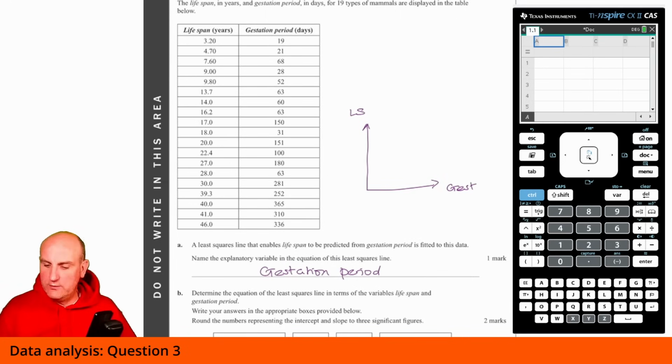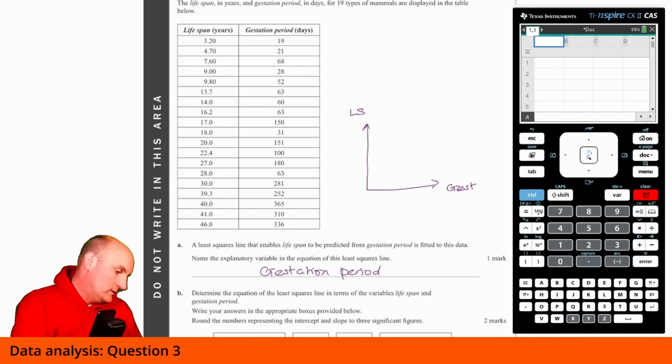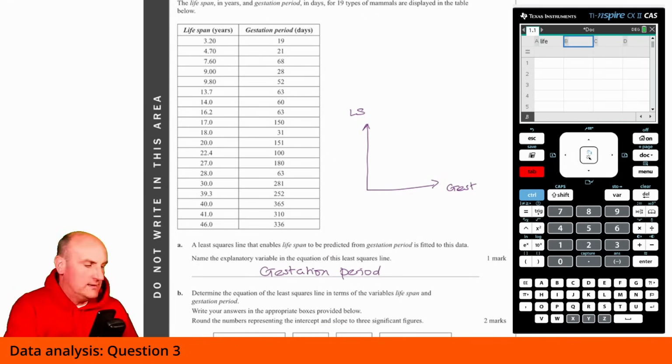All right, so what are we going to do? We're going to type this in. So I've got lifespan. So I'm going to put life. He says not able to see his keyboard. Where are you? Life and GEST. All right, so here we go.